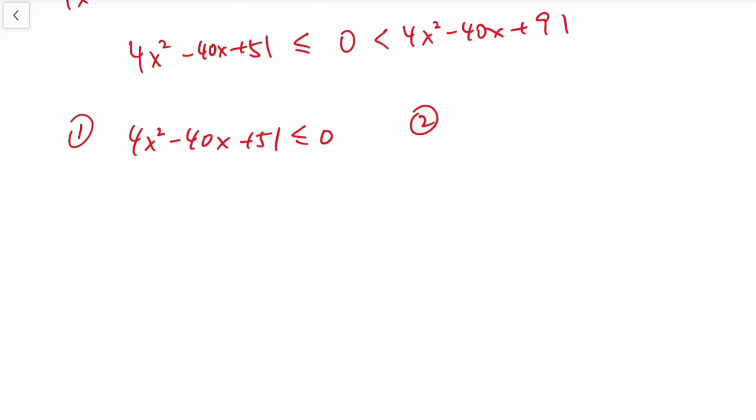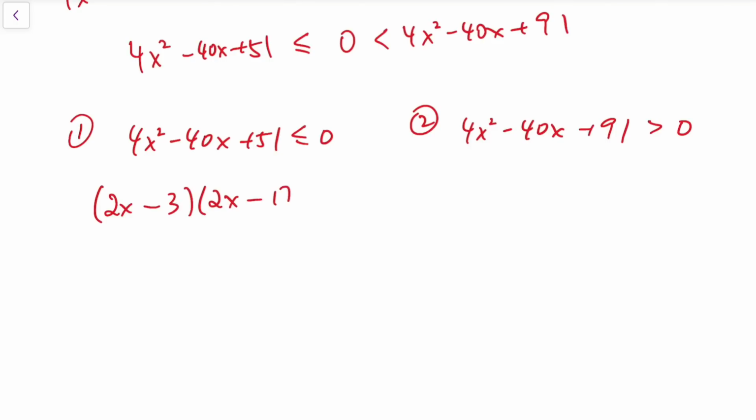The first one being 4x squared minus 40x plus 51 is at most 0. And the second inequality is 4x squared minus 40x plus 91 is larger than 0. Fortunately, both quadratic expressions can be factorized. For the first inequality, we have 2x minus 3 times 2x minus 17, and the product is at most 0. For the second inequality, we have 2x minus 7 times 2x minus 13 is greater than 0.